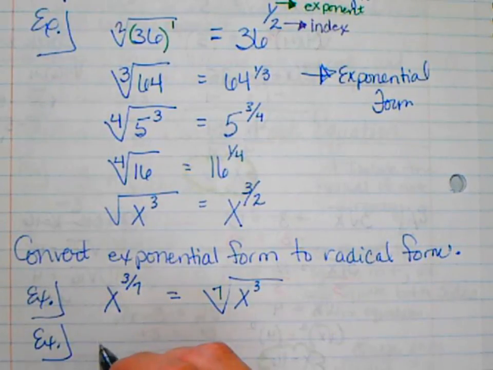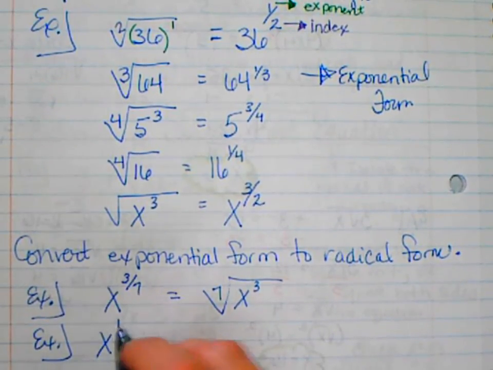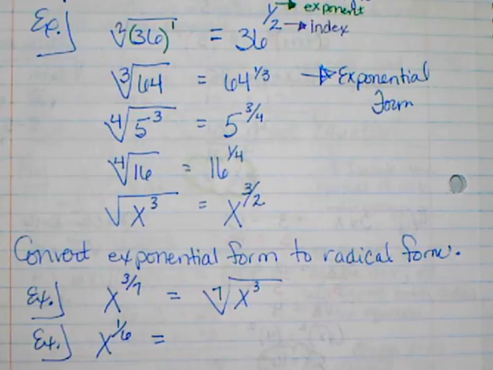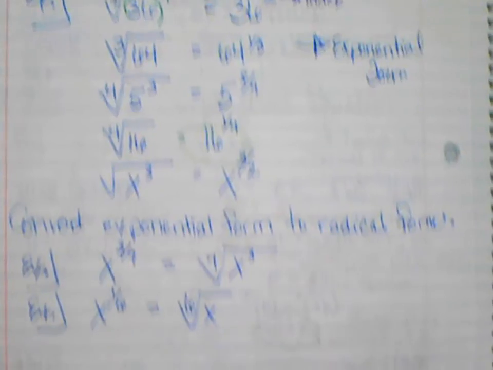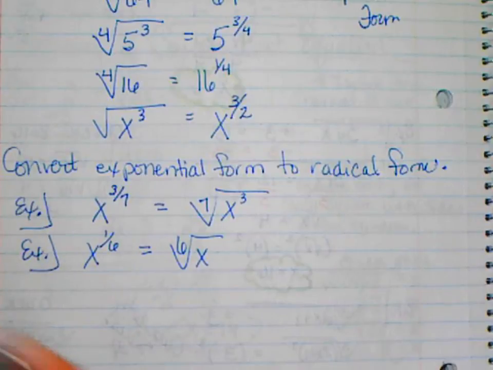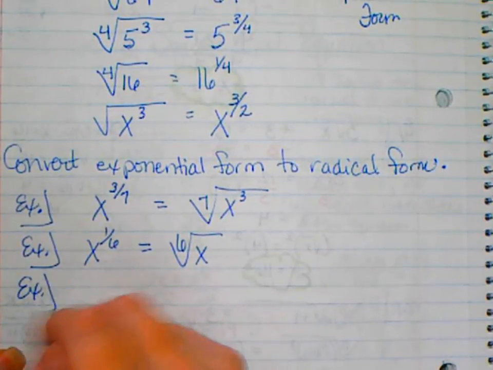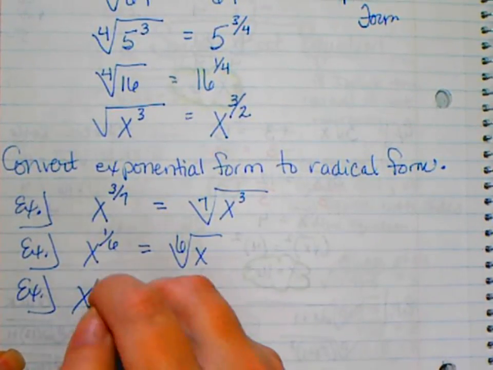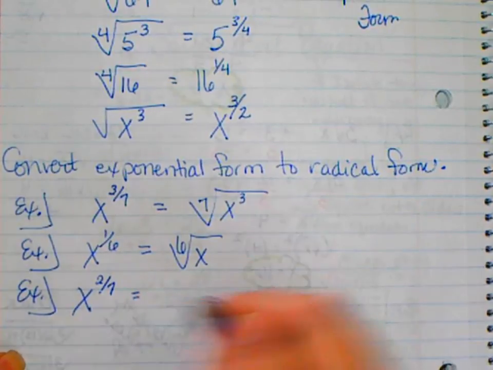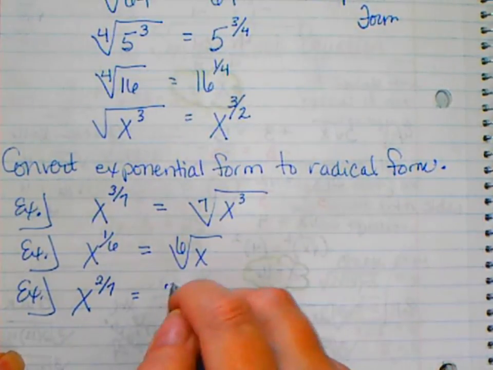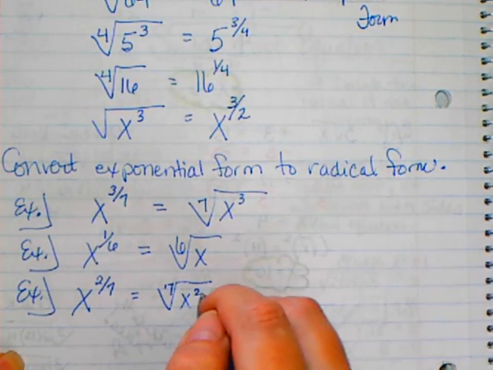How about x raised to the 1/6 power? The 6th root of x. Is it necessary to put the 6th root of x to the first power? No. If I did, is it okay? It's not wrong, but it's implied. We don't need to. We're past that. What about x raised to the 2/7? The 7th root of x squared. Boom.